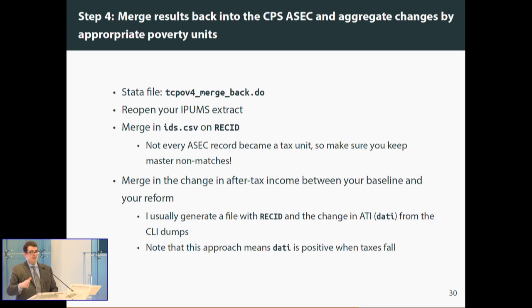And then I merge in that IDs.csv crosswalk that we created earlier so that the rec IDs in that output are linked to the original serial and person numbers from the CPS ASEC. And then the only things that you need at that point are rec ID, person number, serial, and that DATI, that policy change variable for each record. And then that's what you're going to merge back into your original CPS ASEC extract on serial and person number there.